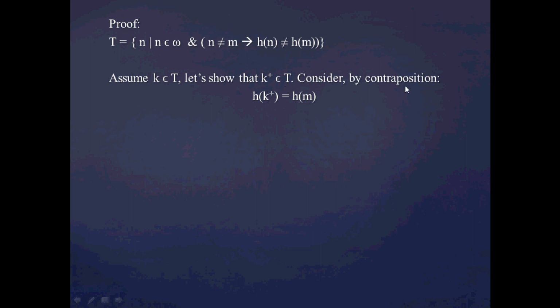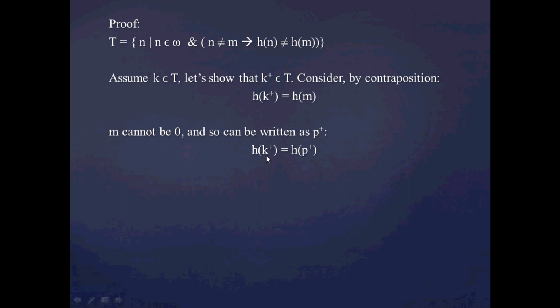Now let's consider this by contraposition. What that means is that I'm going to negate this statement here and show that the negation of this statement implies the negation of this statement. So I'm going to eventually show that h of k plus being equal to h of m implies that k plus is equal to m. So let's consider this right here. Again, m can't be 0, because you reach a contradiction if you assume that it is 0. So since m is not 0, it can be written as p plus. So I'm going to make that substitution. m is equal to p plus.